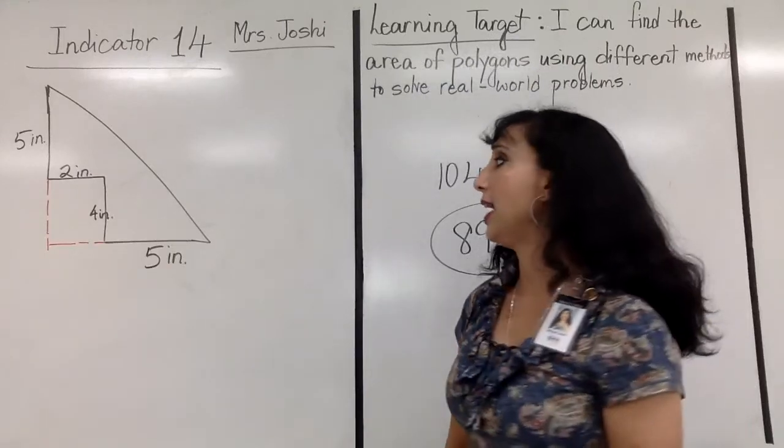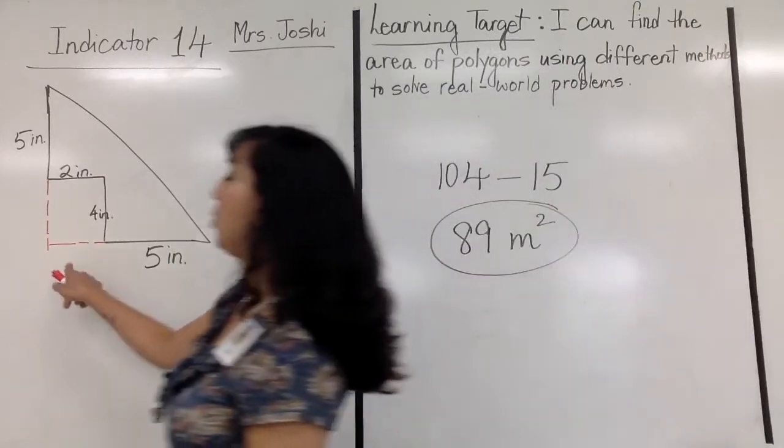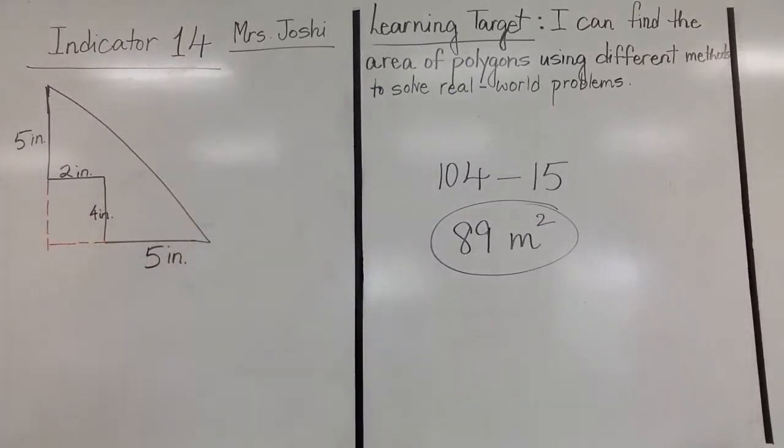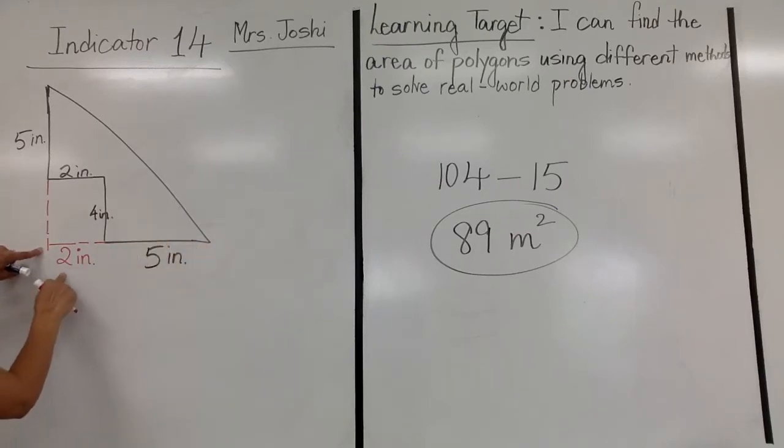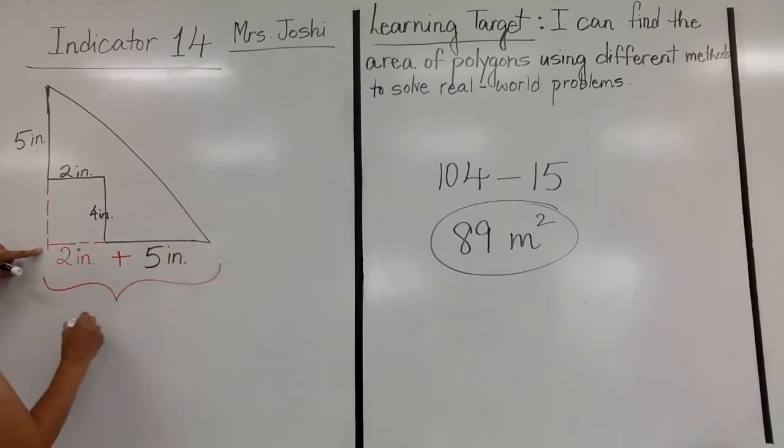So let's first see what would the missing sides be. So here's the thing. If this is 2, the opposite side of a rectangle is going to be 2 inches also, because I'm trying to find this entire base. So my base now would be 2 plus 5, and that means my entire triangle base is 7 inches.